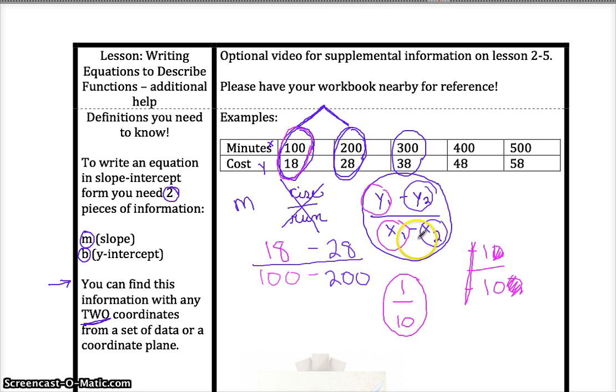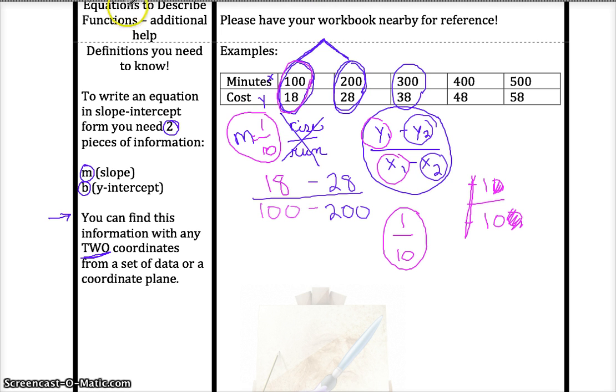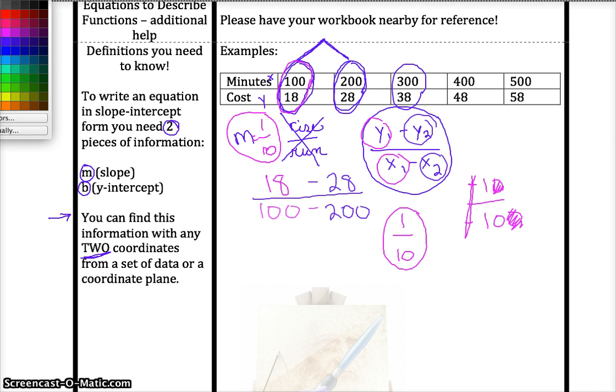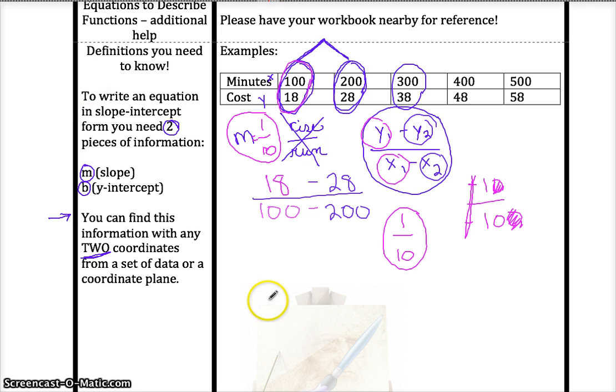What I typically do is circle my slope and write it next to my m. I write m equals 1/10, because I don't want to forget that. So I've got this first piece of information. If you look back, we need two pieces of information. We need the slope, which we just got, and now we need the b, which is the y-intercept. Let's write out the equation for slope-intercept form that we should have memorized already. I'm going to do that in blue. So we're going to do y equals mx plus b.